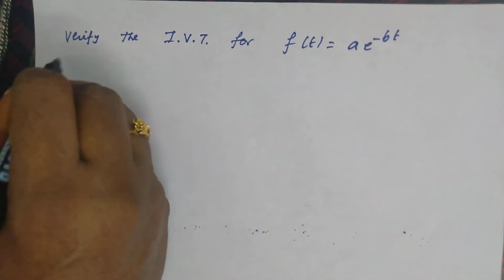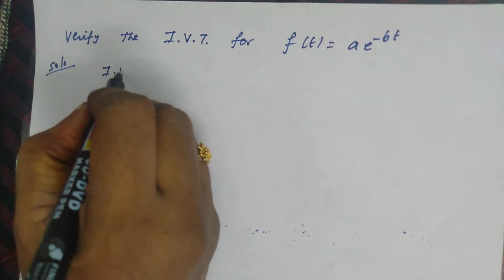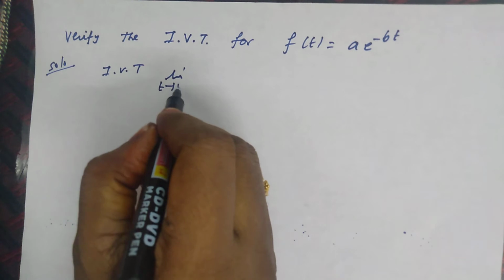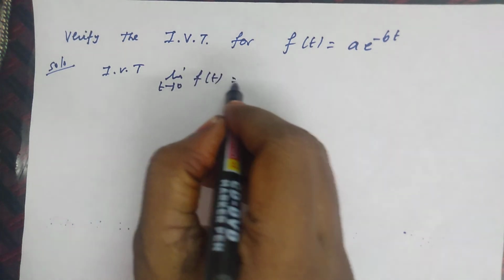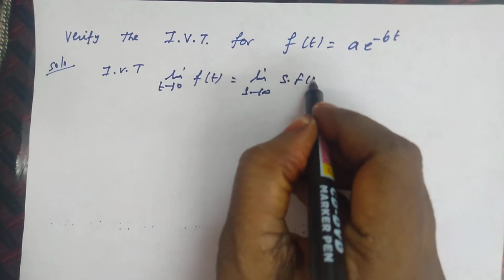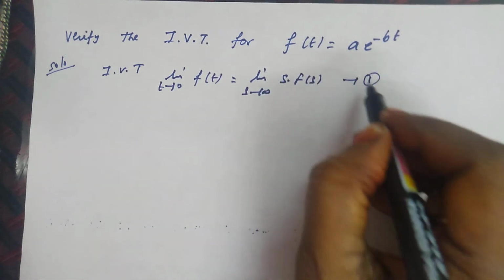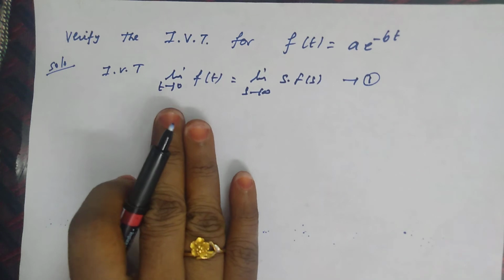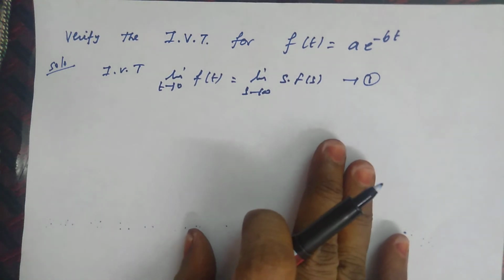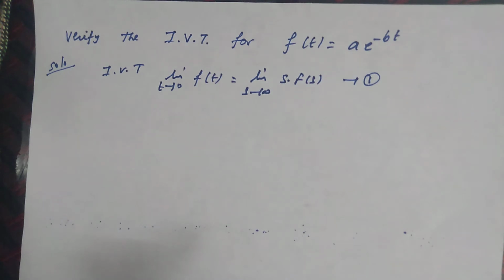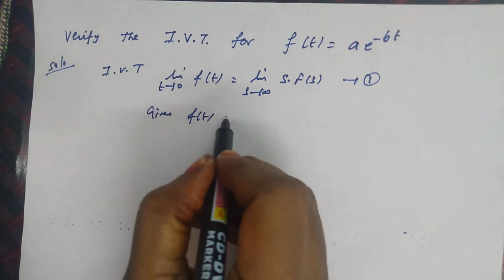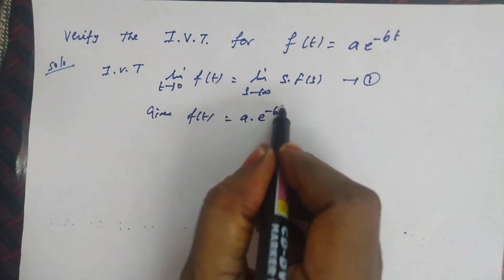So the solution is, we know the initial value theorem. What is the initial value theorem? Limit t tends to 0 of f(t) equals limit s tends to infinity of s F(s). We are going to verify this result. That means we have to find the value of the left hand side as well as the right hand side. If both the values are equal, we can say that the theorem is verified. So now what is given? Given f(t) equals a into e power minus bt.